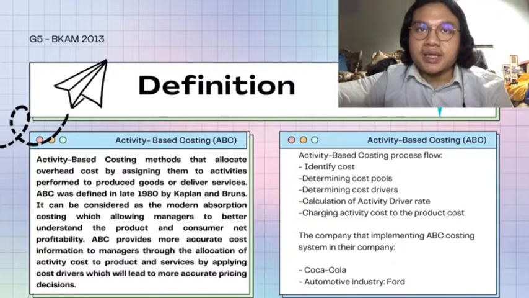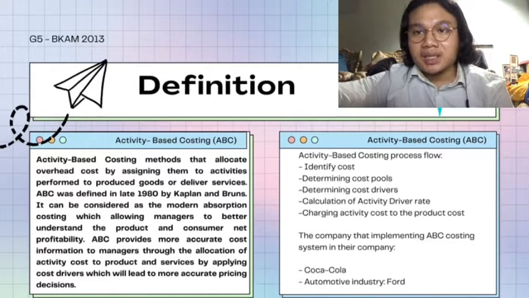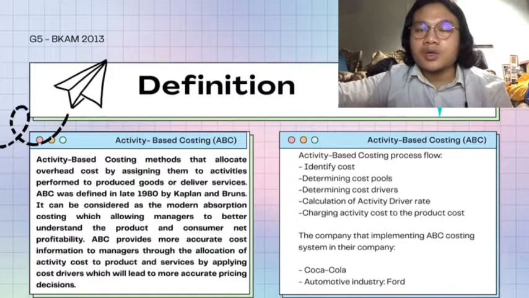Activity-based costing is a method that allocates overhead costs by assigning them to activities performed to produce goods or deliver services. ABC was defined in the late 1980s by Kaplan and Bruns. ABC can be considered modern absorption costing, allowing managers to better understand product and consumer net profitability. ABC also provides more accurate cost information to managers through allocation of activity costs to products and services by applying cost drivers, which leads to more accurate pricing decisions.